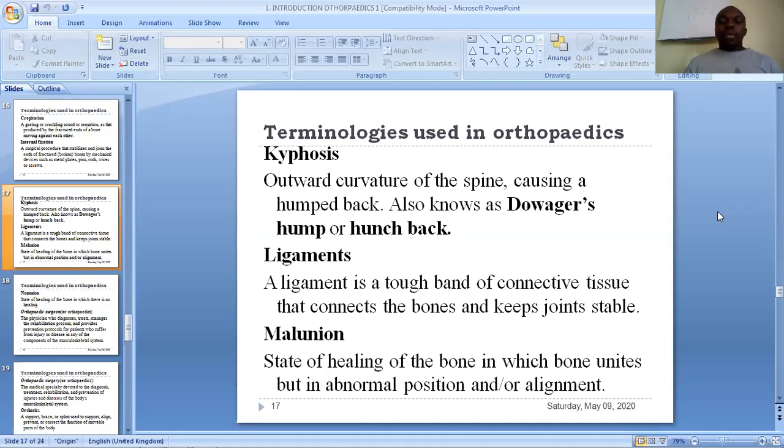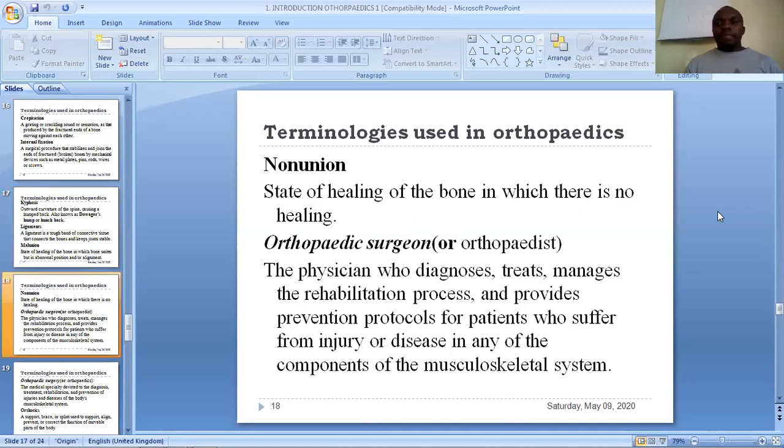The other terminology to look at is malunion. This is simply the state of healing of a bone in which the bone unites, but in an abnormal position or abnormal alignment. The other terminology we look at is non-union. This is the state of healing of a bone in which there is no healing at all. In short, the bone fragments have failed to heal.